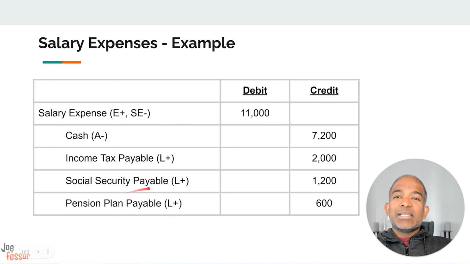Then we credit Social Security payable account for the Social Security contributions of $1,200. This is $600 from Joe and another $600 from the employer. Finally, we credit the pension plan payable account for the pension contributions of $600. Okay, so that's $200 from Joe and $400 from the employer. All these payables are liabilities for the employer as they have to be paid to the concerned authorities or agencies. Only the net salary had been paid already and hence cash has been credited, but the rest are liabilities that are yet to be paid.